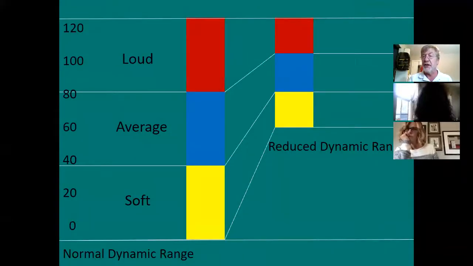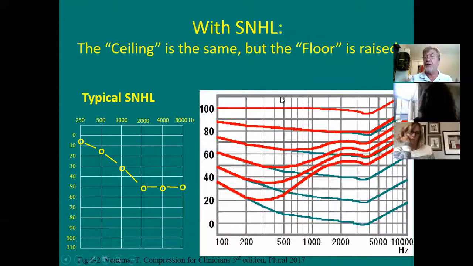Here's another way of looking at it. Normal dynamic range, reduced dynamic range on the right. Normal from 0 up to 120, and reduced from 50 or 60 up to 120. And I guess that's the main thing that we really want to highlight. Here's another way of looking at it. Even in terms of the loudness contours, the guy's audiogram goes down, so his floor is elevated, but his loudness ceiling is not.